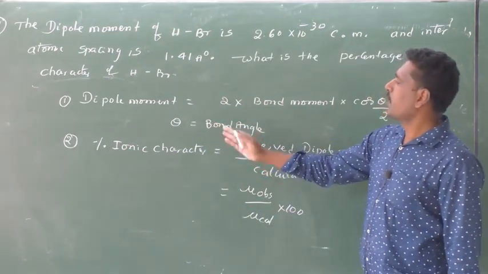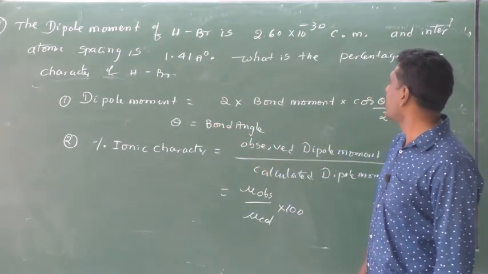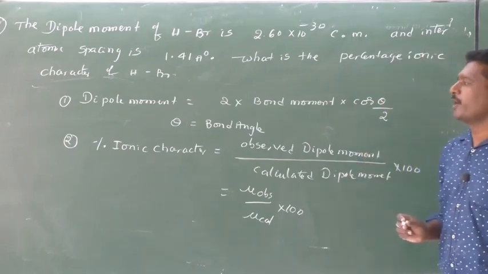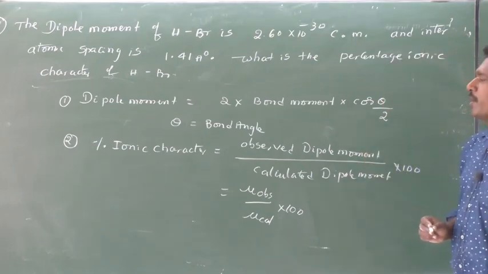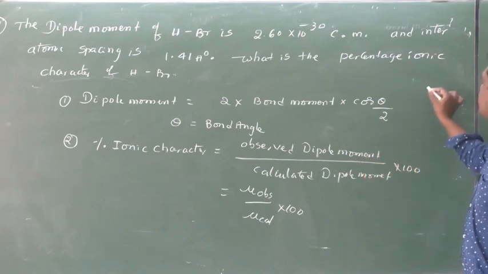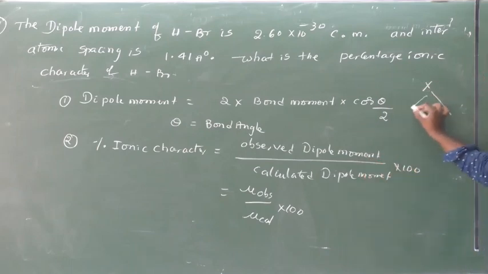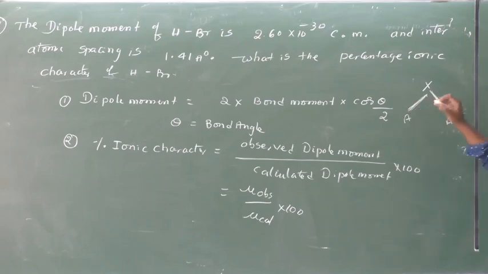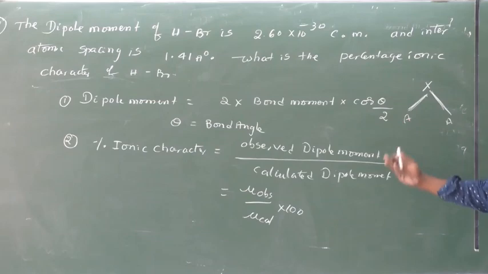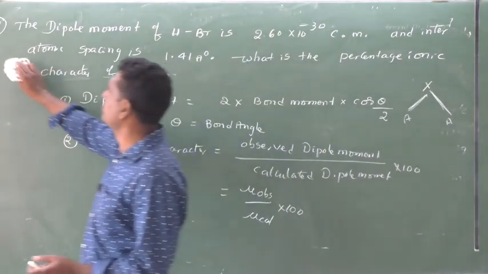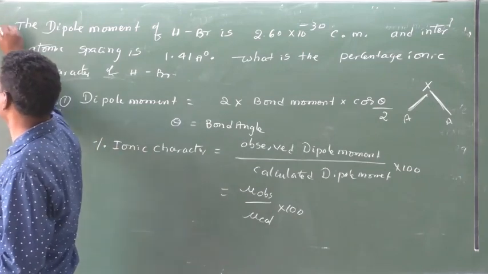First one is dipole moment equal to 2 into bond moment into cos theta by 2, where theta equal to bond angle. What does bond moment mean? For example, this is an X bond, here A and here bonded atoms. Each bond has some moment. That moment is called bond moment. Now we will do the first problem, and I will explain it.